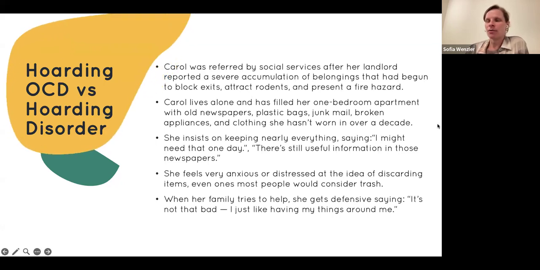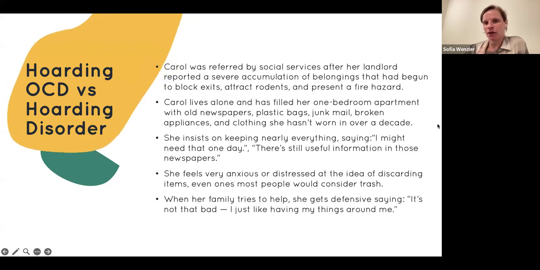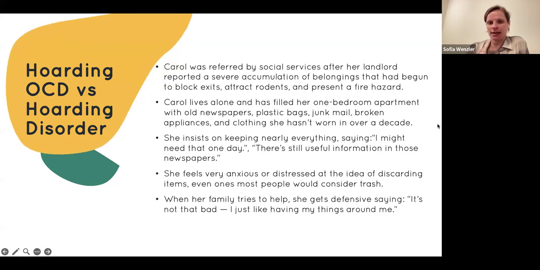So, although the outcome of hoarding OCD and hoarding disorder might look very similar, the underlying reasons are very different, and that makes a difference for treatment. And that's why it's important to understand the difference.